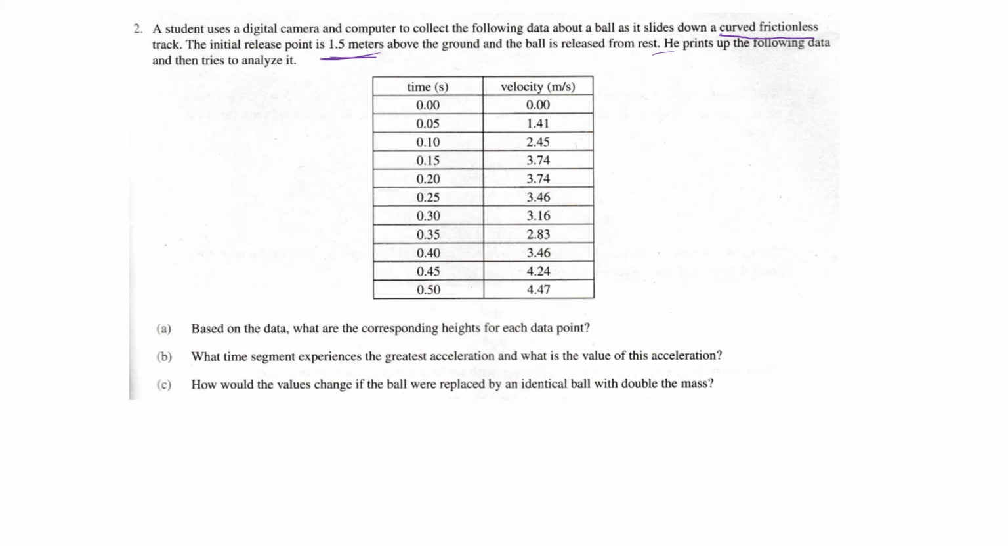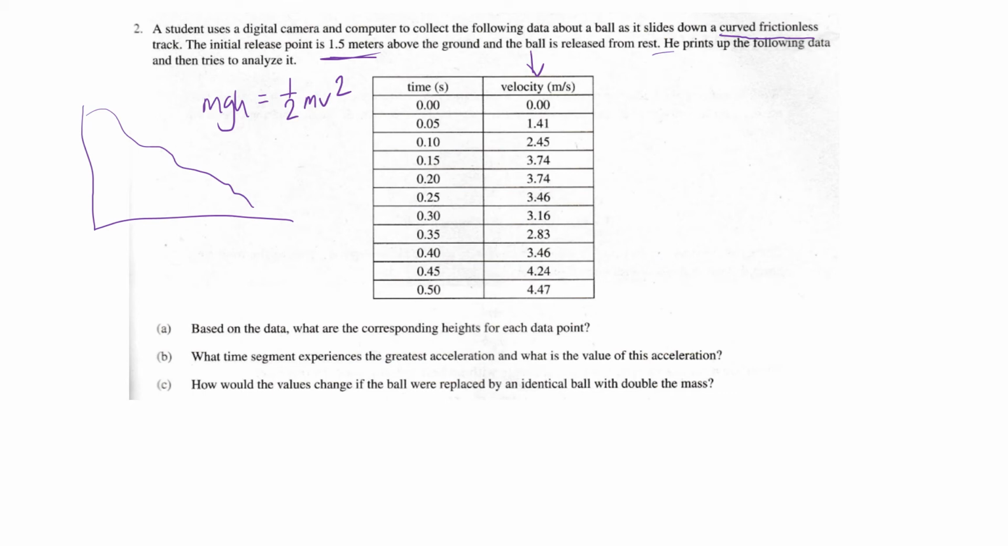Okay, so let's kind of visualize this here. He's got a track doing something like that. All right, so your potential energy is changing to kinetic energy. So what we're going to have is mgh is going to equal 1/2 mv squared. So we have the velocities here, and what we want to do is figure out the heights.